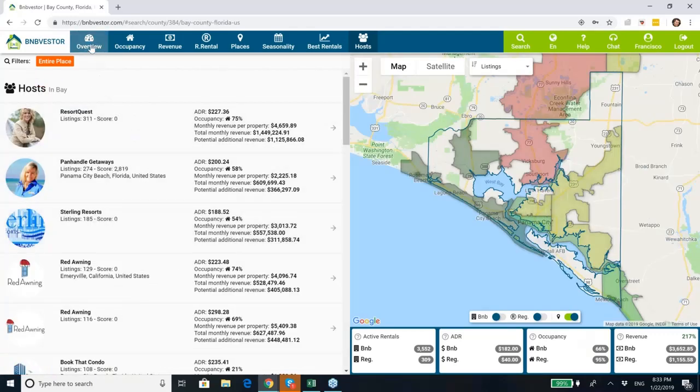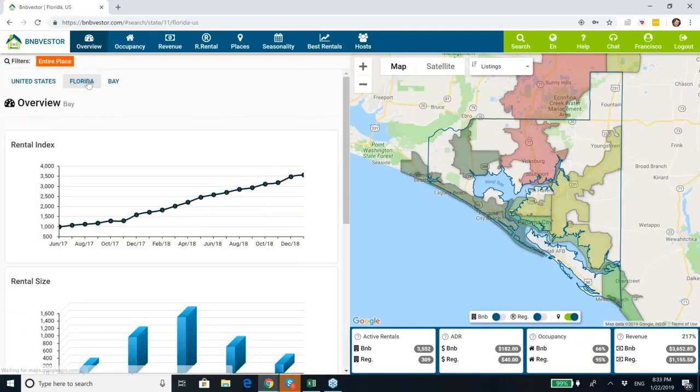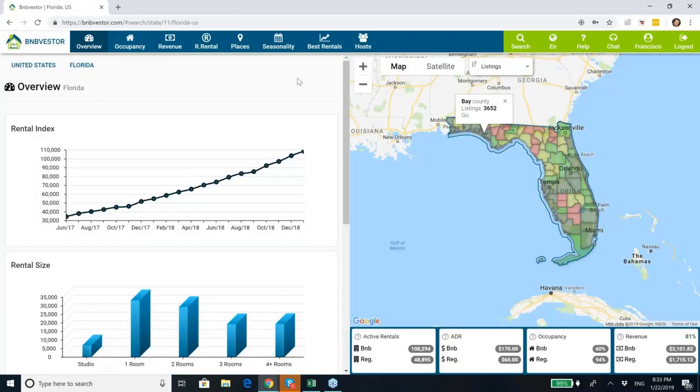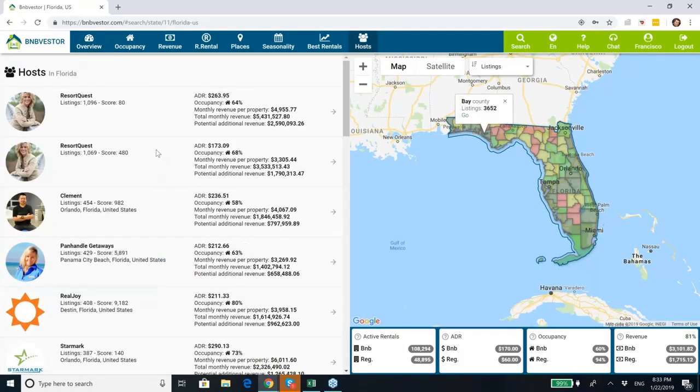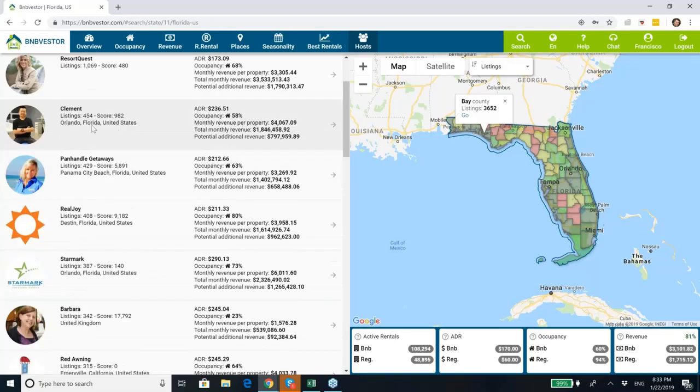If you want to check the whole state, you're going to be seeing in the host area that this company has two different ones, one with 1,096 and one with 1,069. They're invoicing almost $9 million monthly in the whole state. These are lower but no less significant: 1.8 million, 1.4 million, 1.6 million.